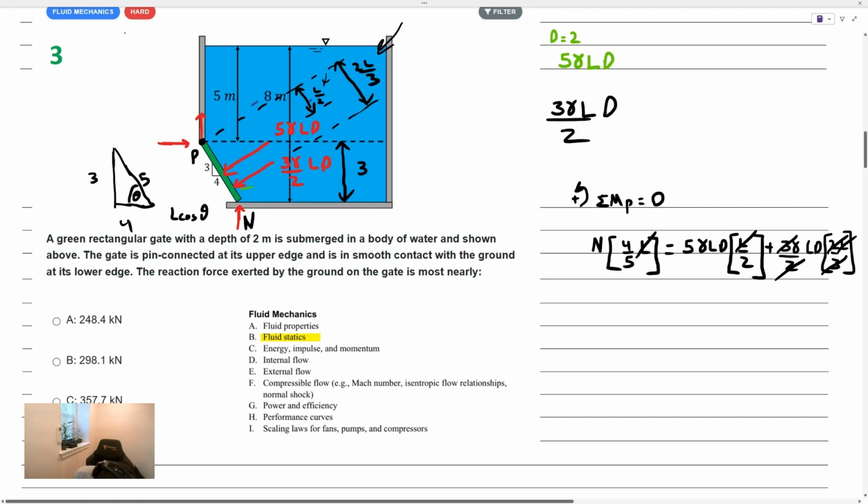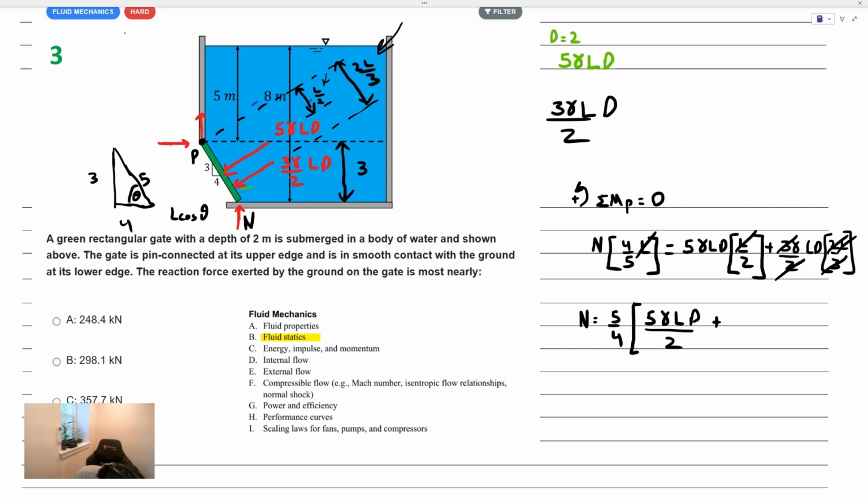This 2 cancels out. We have a simplified expression here, which says that the normal force is 5/4 times 5 gamma LD, still divided by 2, plus gamma LD. So we have 7 over 2 gamma LD, and we multiply this by 5/4, and that would be our final answer here. What is the length of the gate? The length of the gate that we saw over here is 5. So we plug in 5 right here.